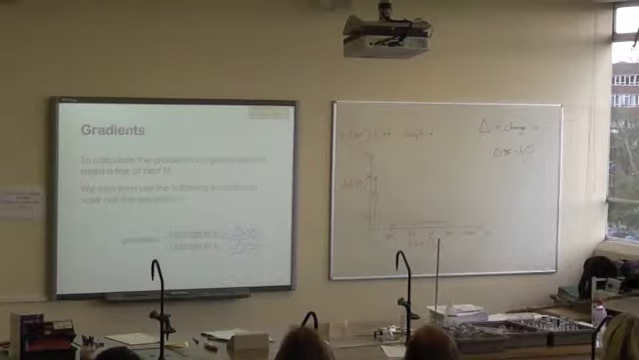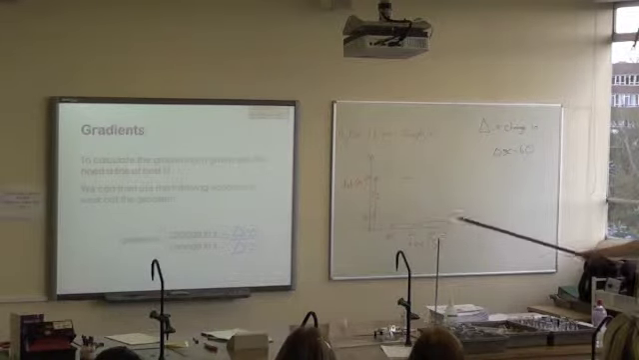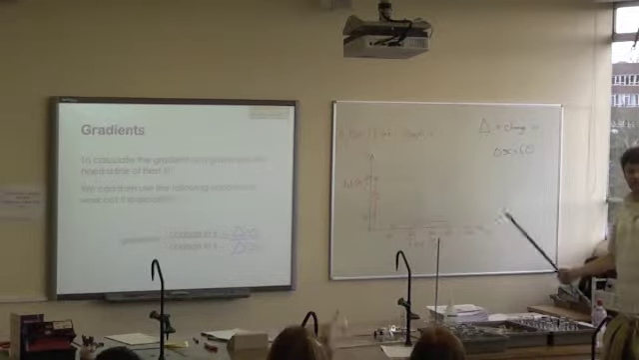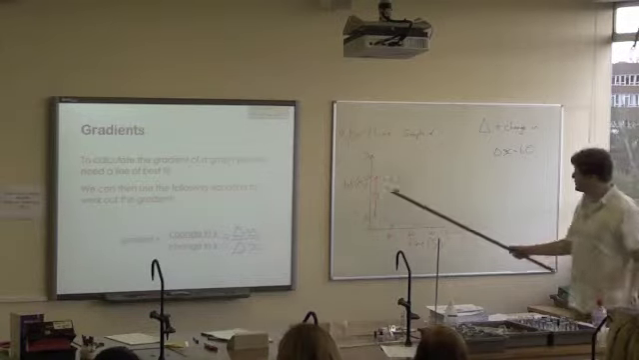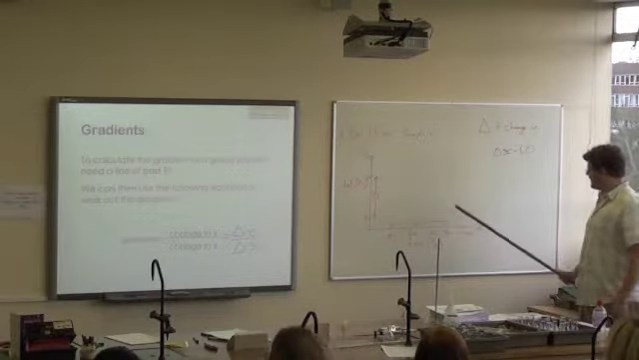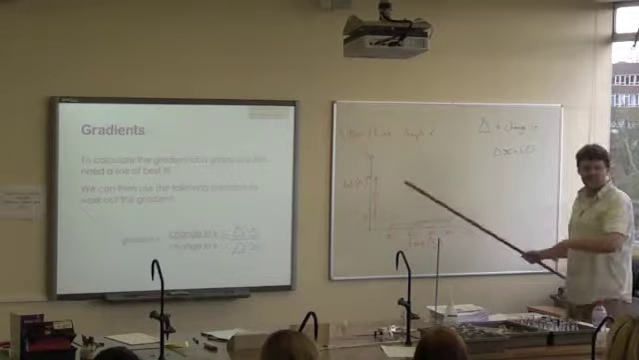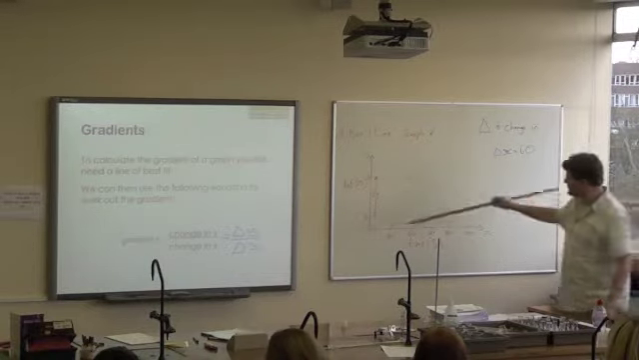Now, can anybody tell me why it doesn't matter how big or small your dx is? Because your y will change depending on which axis you change. Fantastic. Yeah, absolutely spot on. It's a ratio between the change in y and the change in x, and when you change x, y changes. So the ratio always stays the same because this is a straight line.